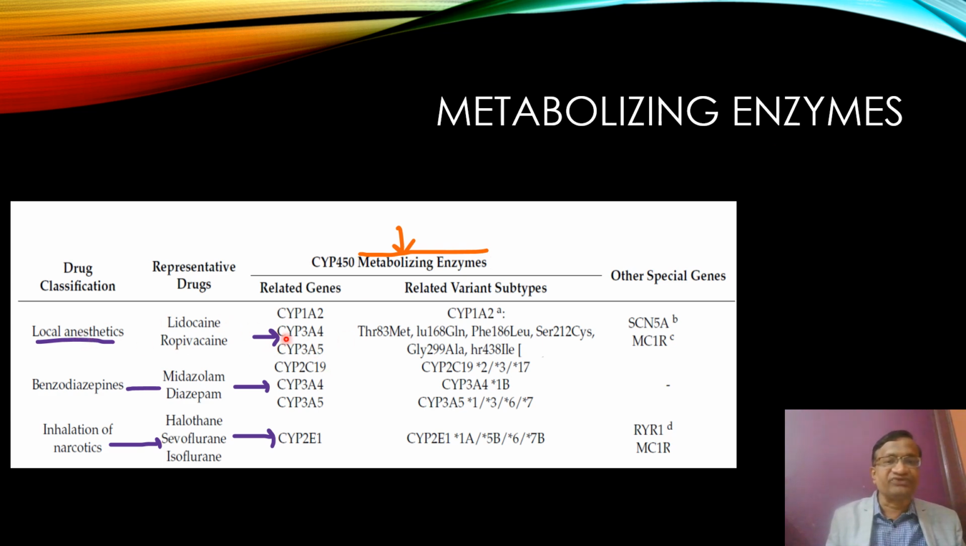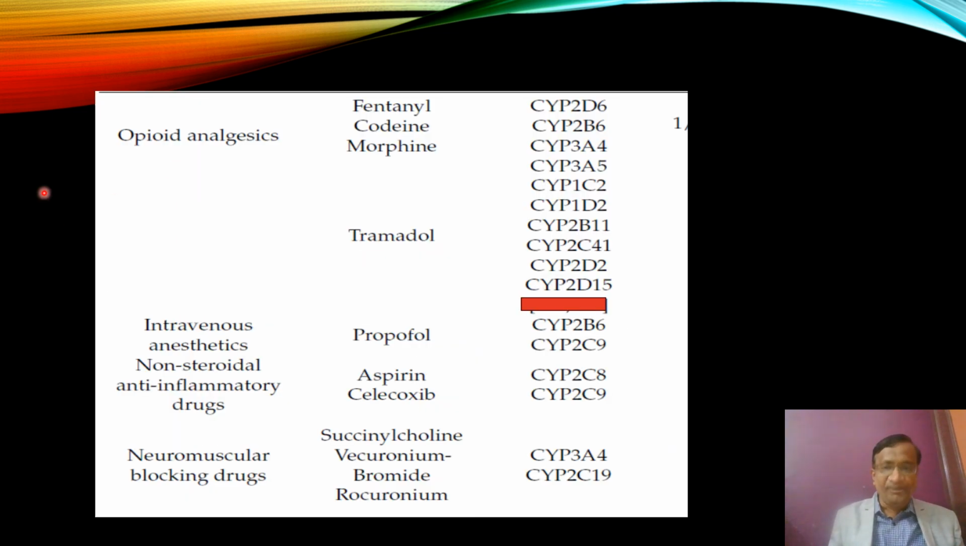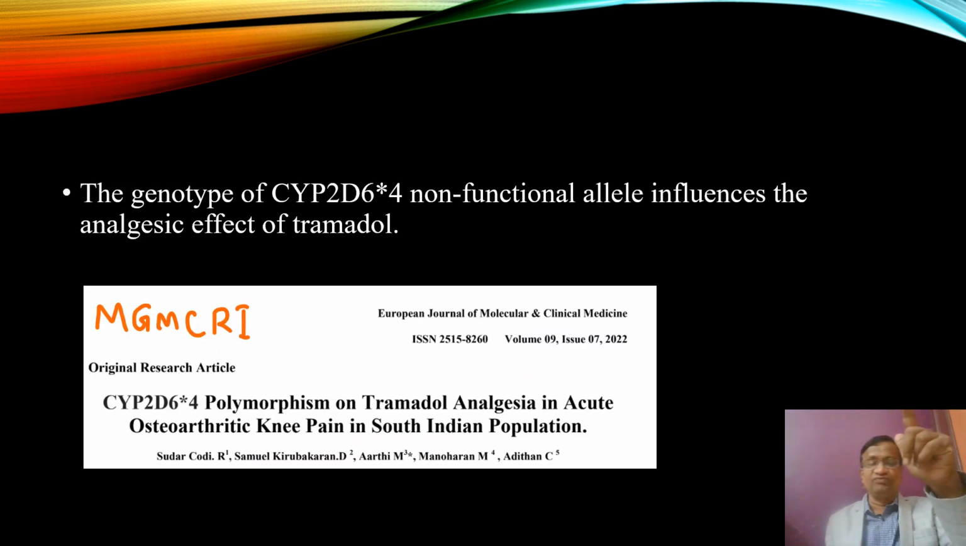We know local anesthetics, CYP3A4; benzodiazepines, CYP3A4; CYP2E1 for narcotics and inhalational agents. These are metabolizing enzymes. Then we have opioid analgesics, tramadol, CYP2D6, propofol, CYP2B6, neuromuscular blockers, CYP3A4. So these are all the metabolizing enzymes where the gene is involved.